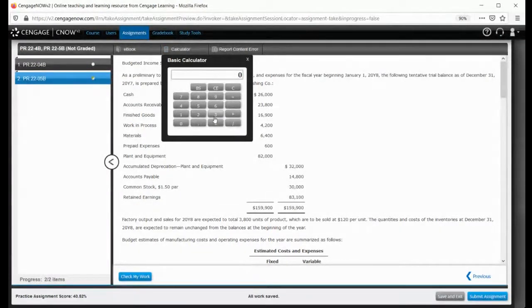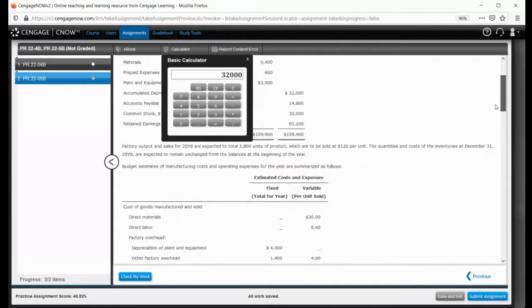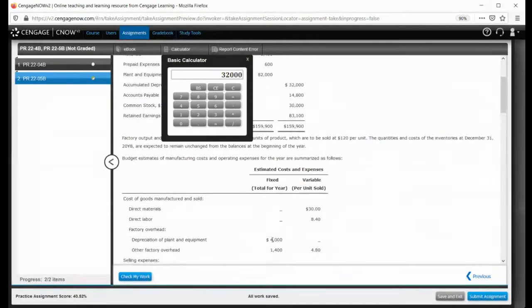So I'm going to put that in my calculator. That's your beginning balance, $32,000. To that, we're going to have to add any depreciation expense that we have incurred for this period of time. Notice under your factory overhead that was given to you, you had some depreciation of $4,000.